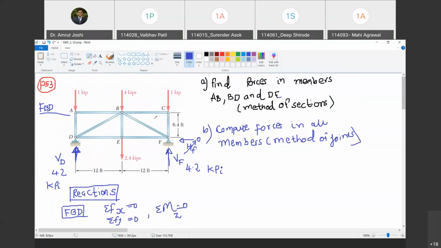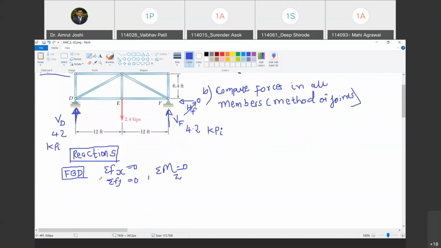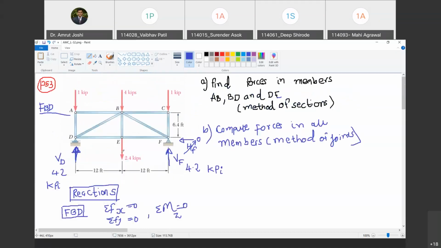If you did not get this step, no issues. You can use this path: summation Fx equal to 0, summation Fy equal to 0, and summation of moments of all the forces about the z axis equal to 0. You can use this path and you can find out the reactions. Are you with me? Yes, sir. Chalo. What is the next step?